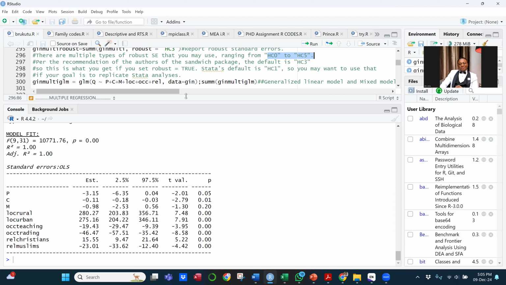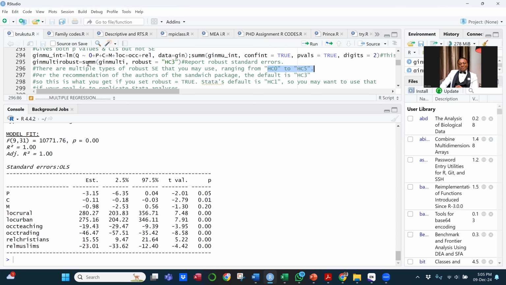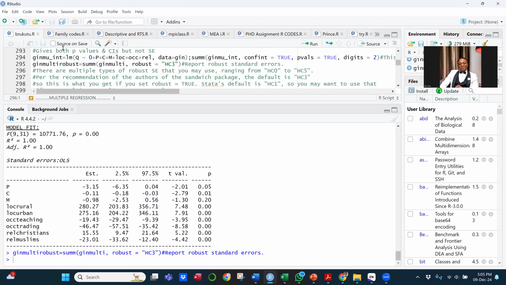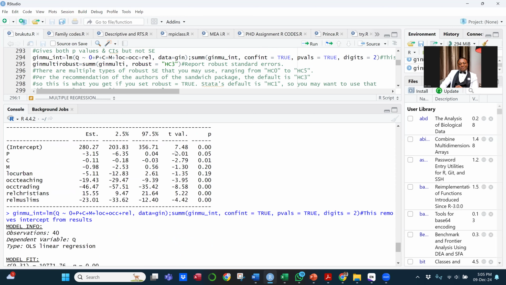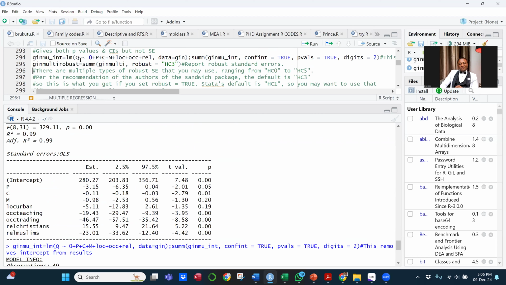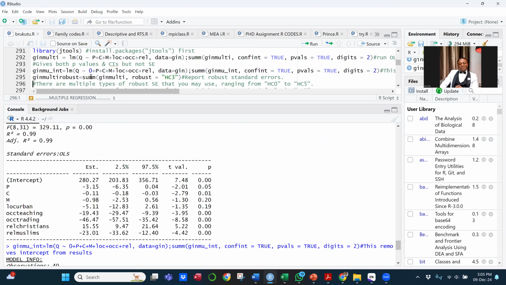Stata will use the HC1. R will use the HC3. So you may want to use the Stata one if your goal is to repeat or replicate the analysis from Stata. But whatever it is, I'm going to show you the robust. This is it. So look at the results here, the robust one. The coefficient will be the same, but the t value will not be the same. So look at the t value. Look at the original one. In fact, let me run the original one so that you can compare. They look like slightly different results.